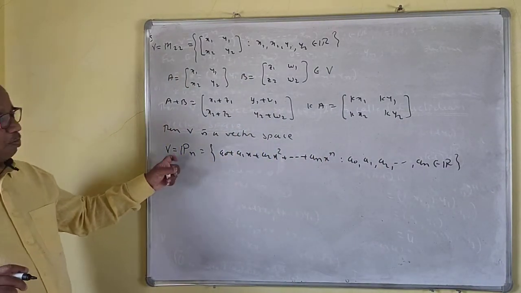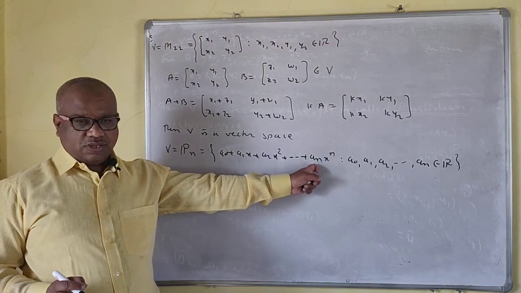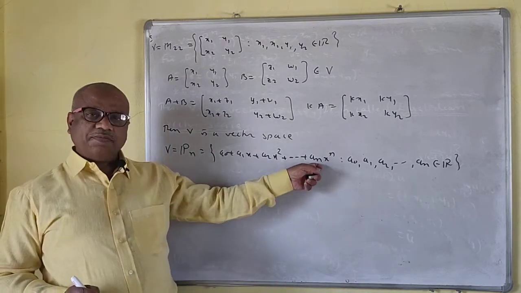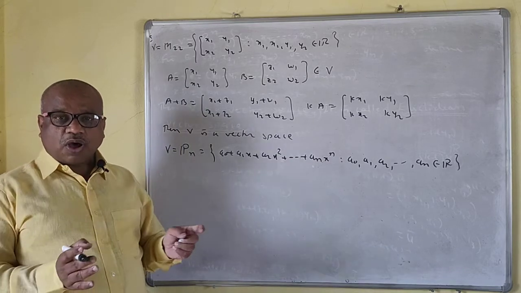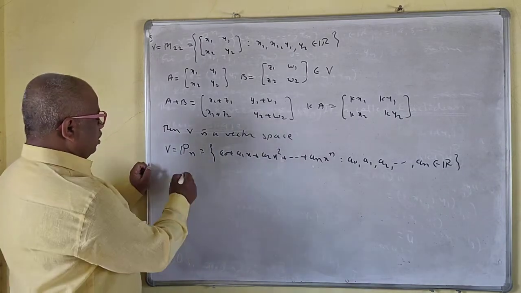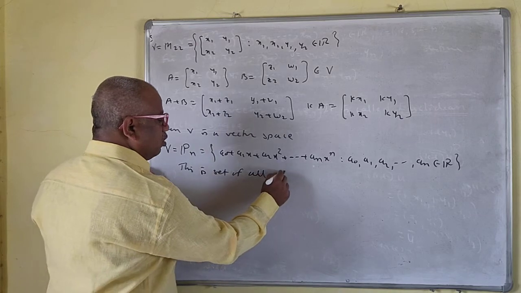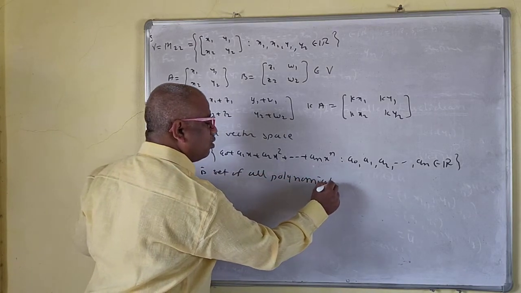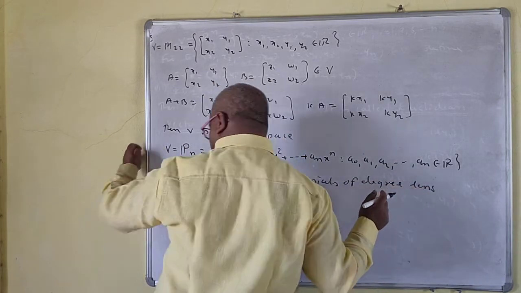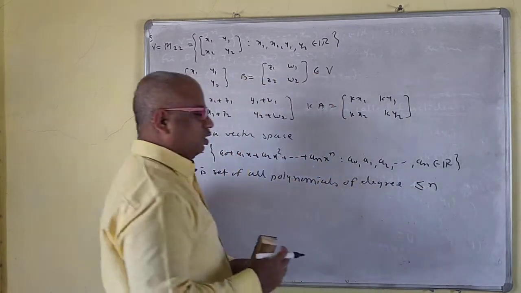So this is what? The set of all polynomials of degree less than or equal to n, because an may be 0. If an is not equal to 0, then this is a polynomial of degree n. So here an may be 0. That means this is the set of all polynomials of degree less than or equal to n.